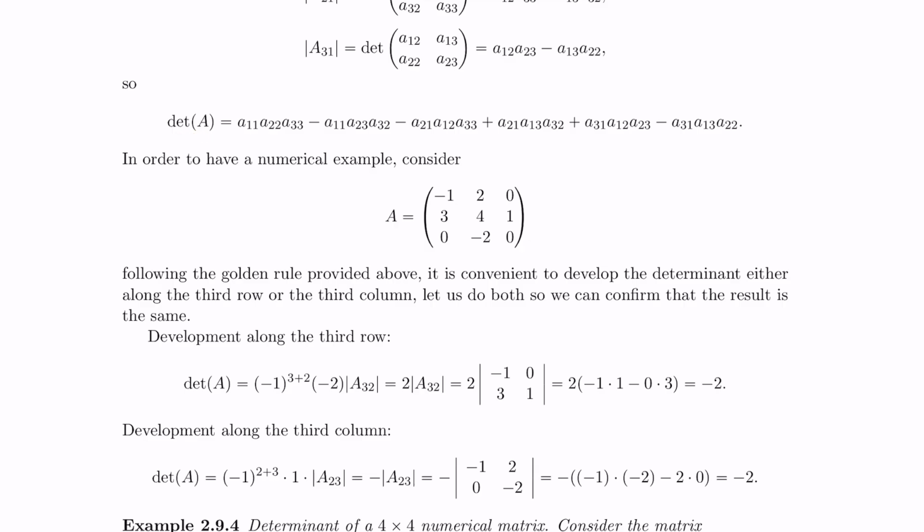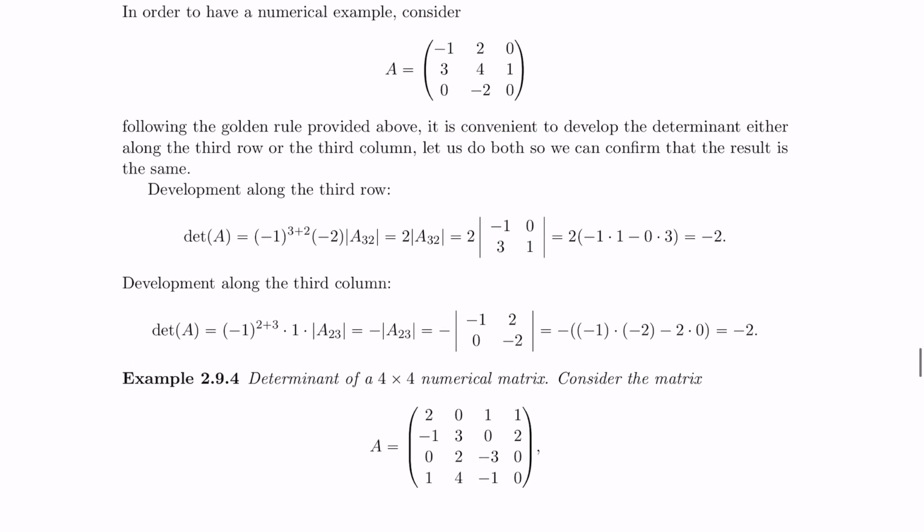Let's see this formula in action using an explicit matrix, this one here. Remember that the first thing that you have to keep in mind when you compute the determinant is the golden rule to apply Laplace formula, which says that we have to choose for the development of the determinant the row or the column with the largest amount of zeros. In this case, we can choose to develop the determinant either along the third row or the third column. It's up to us.